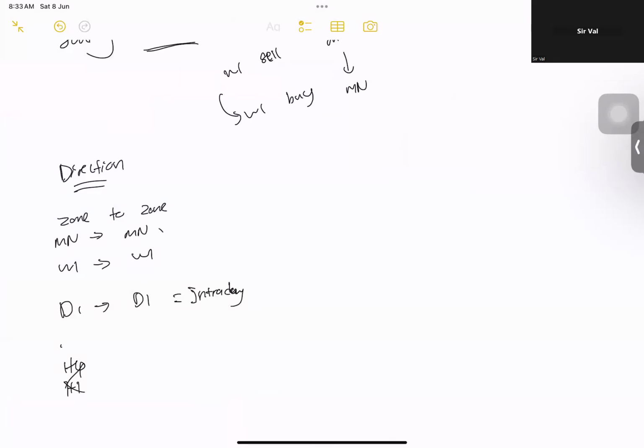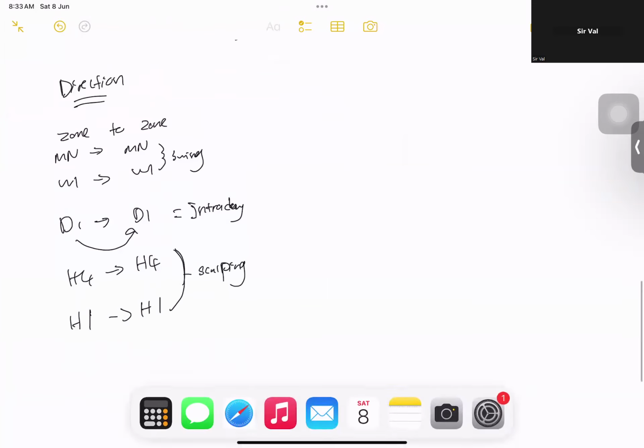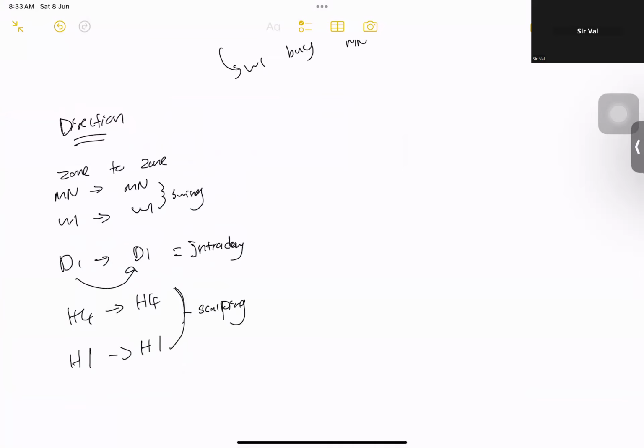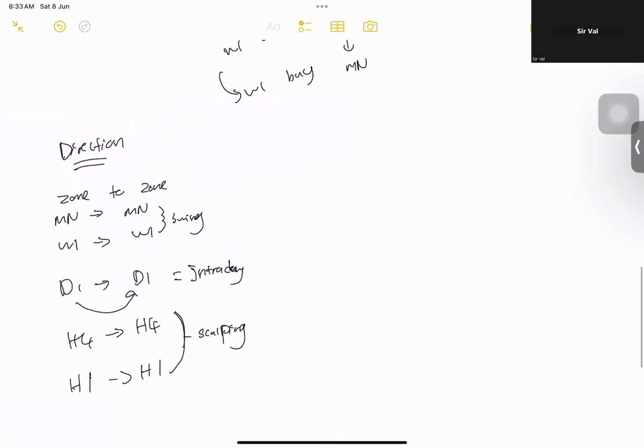So that's why, for swing, I just use these two zones. But on lower time frames there is also a game. So that's why daily to daily, H4 to H4. This is just a game, not H1 to H1. So these time frames are just for scalping. Later I will explain how the direction works in detail. But for now, you have zone to zone.